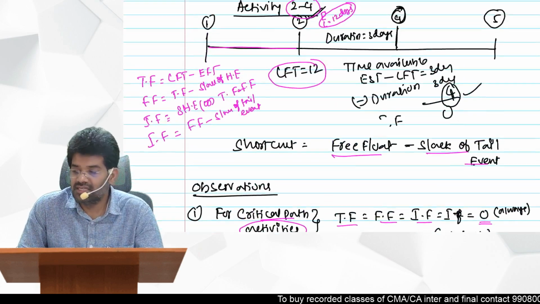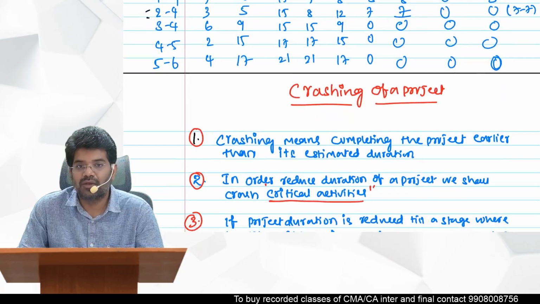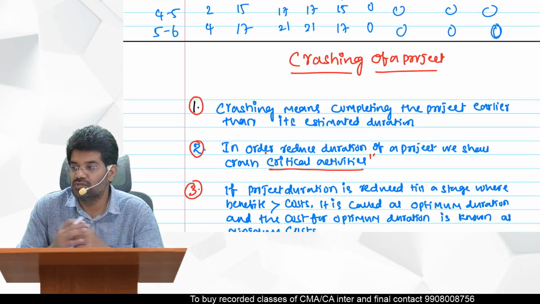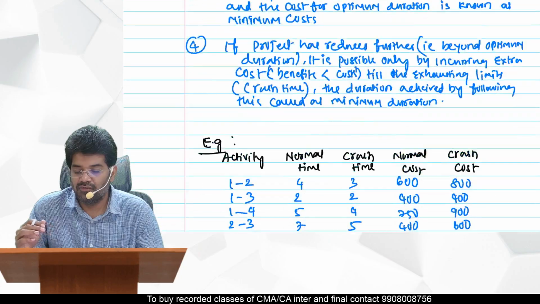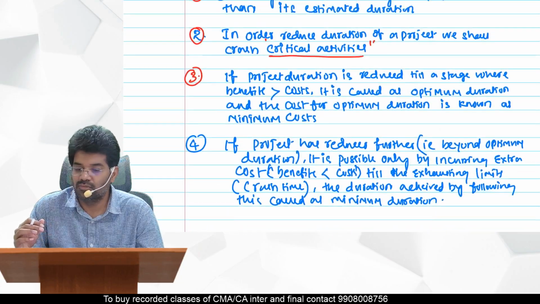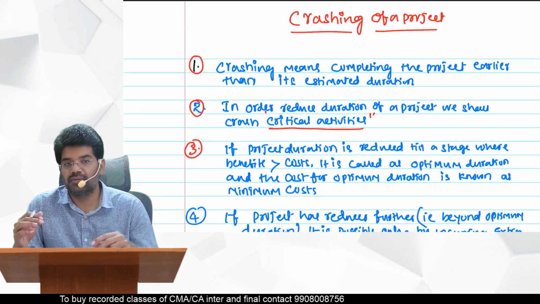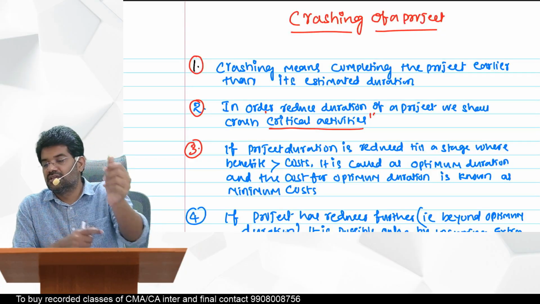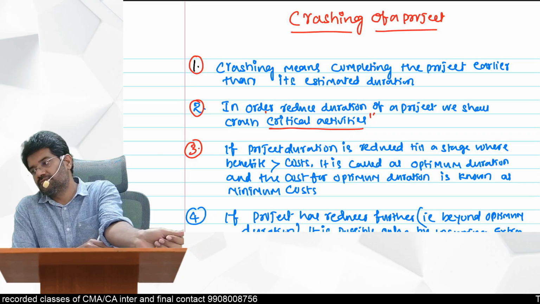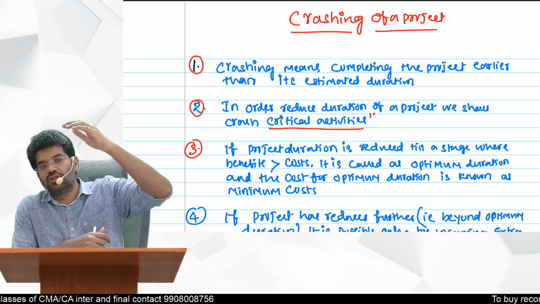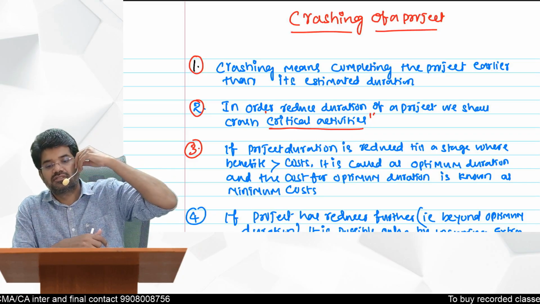So that is your forward and backward calculations and different floats. Very important for the coming exam. Now the next important question for this coming attempt is crashing. Crashing of a project. That means how to reduce the project duration.